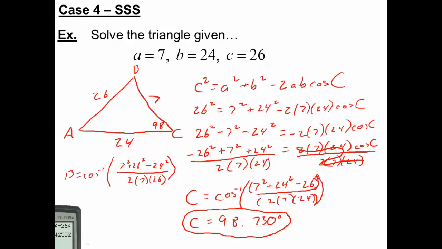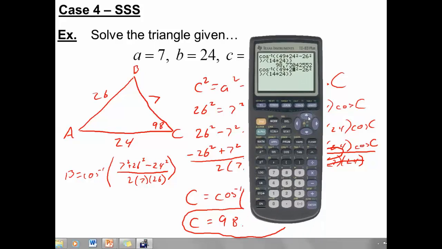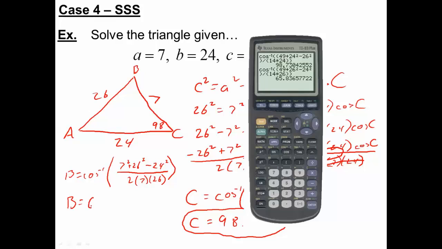So I'm going to pull my calculator back up. Hit second enter to pull up my previous calculation. And I'm just going to change a few things around. It still says 7 squared, but now it's going to be 26 squared, and the 26 is going to be 24 squared. And of course, this 24 also has to become a 26. All right, so for my second answer, angle B, I get 65.836. Let's go ahead and jot that down. Angle B, 65.836.